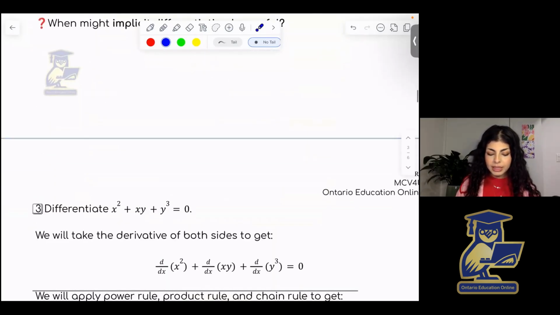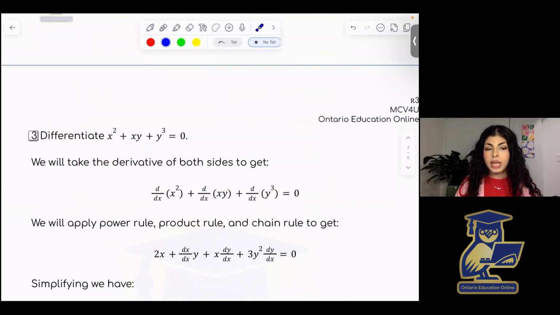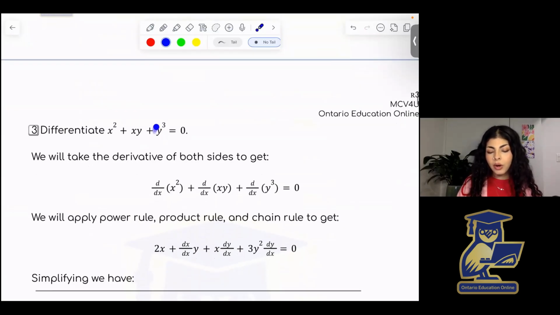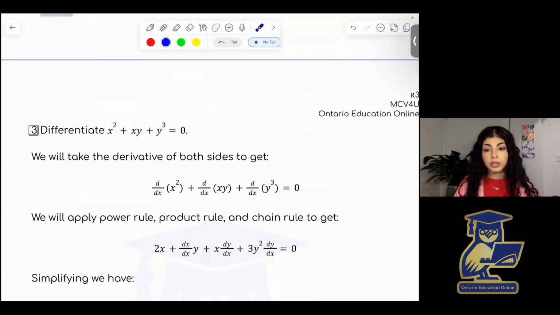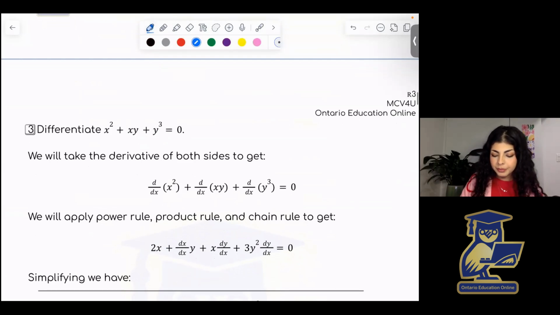So in our first example here, we are going to actually need implicit differentiation. Here we have x squared plus xy plus y cubed, and so we are not able to solve for y, especially because y is appearing in more than one term. So we will take the derivative of both sides with respect to x.